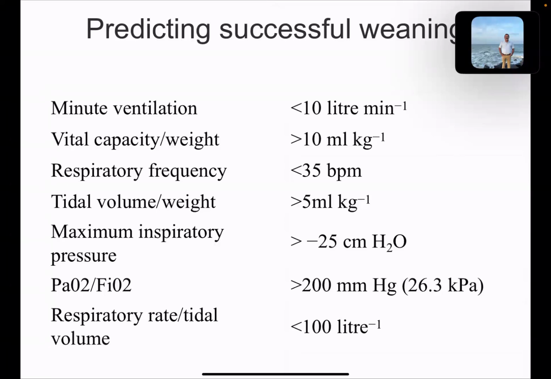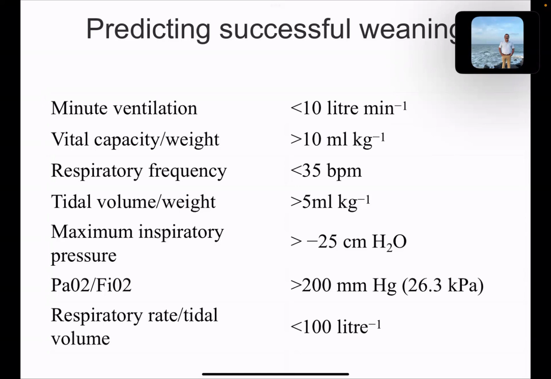The most important criterion here is the next one, PaO2 by FiO2, the arterial oxygen concentration by the fraction of inspired O2. I'll spend some time here. Arterial oxygen is what you get from the ABG. This is the amount of oxygen present in your artery, and usually it is a value more than 60.